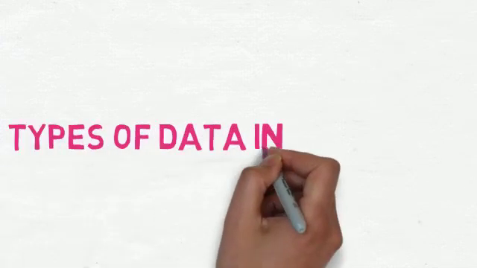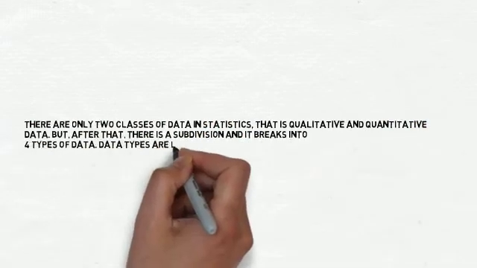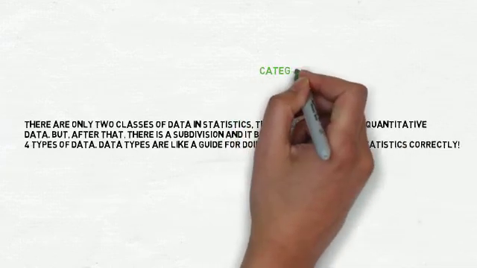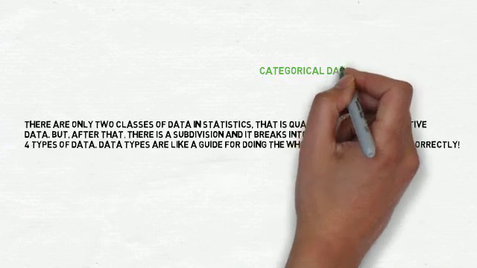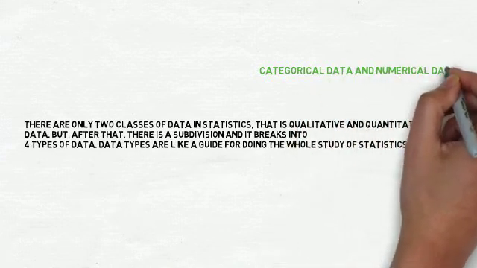Hey all, let's see about types of data in statistics. Mainly, there are two classes of data in statistics, that is quantitative and qualitative. But after that, there are subdivisions and it breaks into four types. The data types are like a guide for doing the whole study of statistics correctly. Come, let's see each type separately.